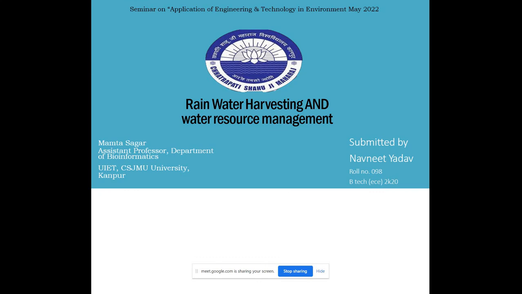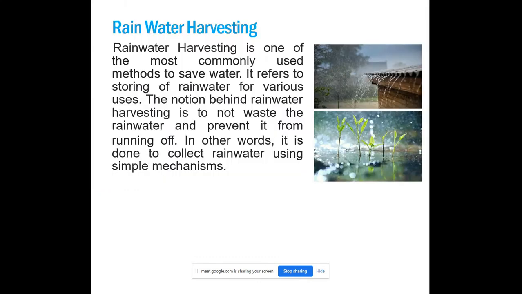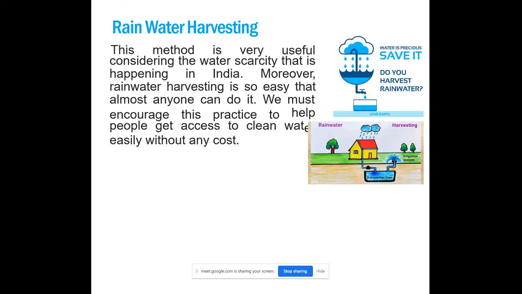Rainwater harvesting is one of the most commonly used methods to save water. It refers to storing rainwater for various uses. The notion behind rainwater harvesting is to not waste the rainwater and prevent it from running off. In other words, it is done to collect rainwater using a simple mechanism. This method is very useful considering the water scarcity that is happening in India. Moreover, rainwater harvesting is so easy that almost everyone can do it. We must encourage this practice to help people get access to clean water without any cost.